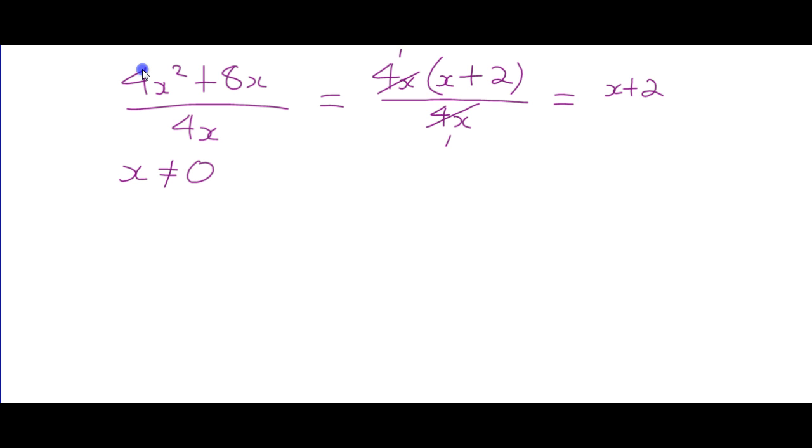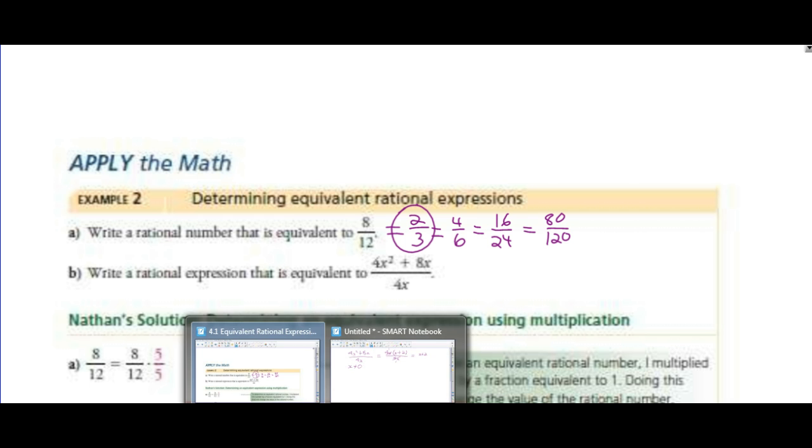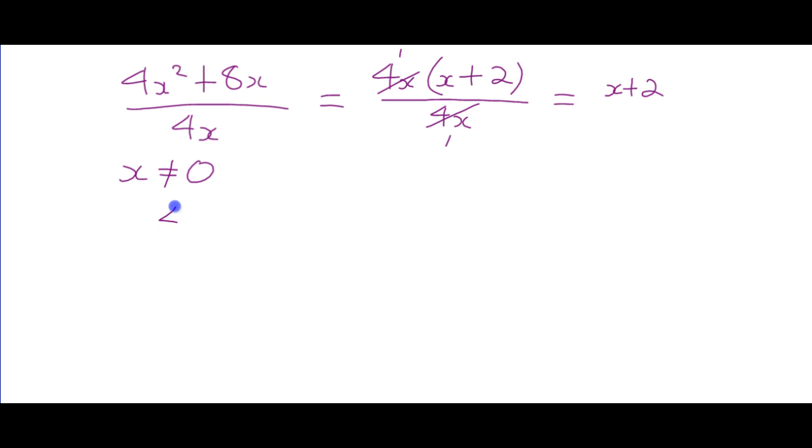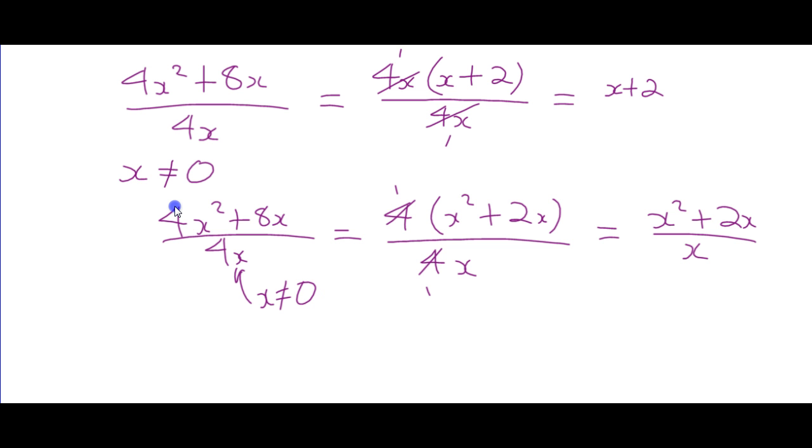Now, I think it just said determine an equivalent rational expression, right? What did it say? Determine an equivalent rational expression. That's right, a rational expression is equivalent to 4x squared plus 8x over 4x. I could just divide the 4 out of the top and then cross off the 4's. So I get x squared plus 2x over x, and again, you always state the restriction, so x cannot be 0.